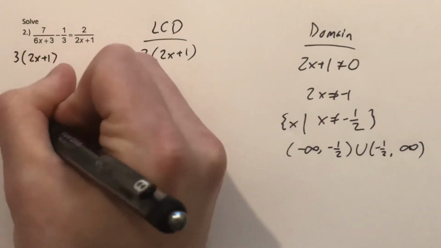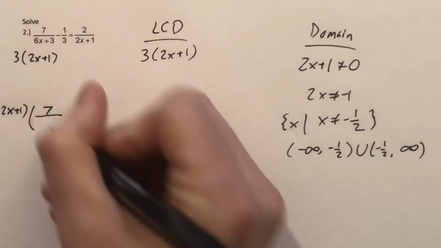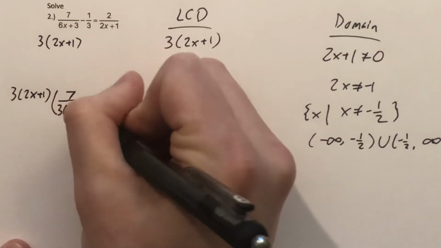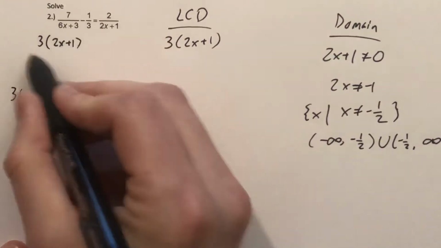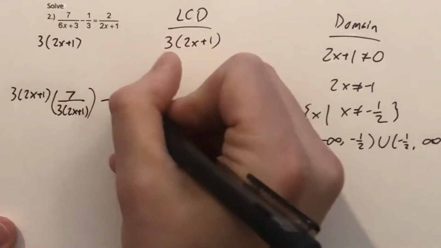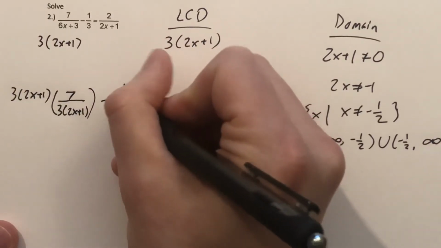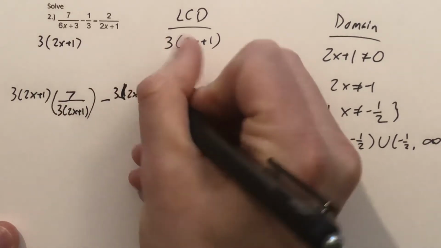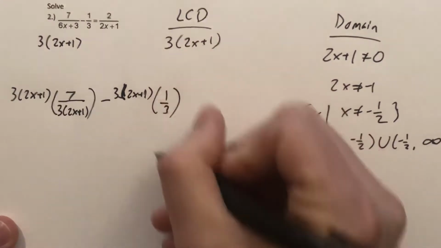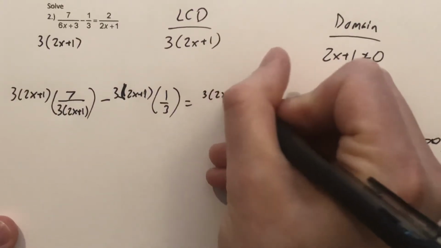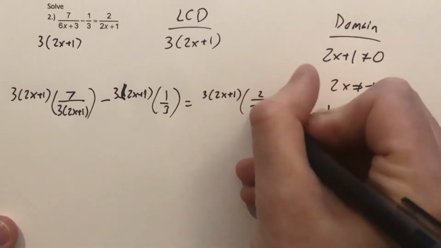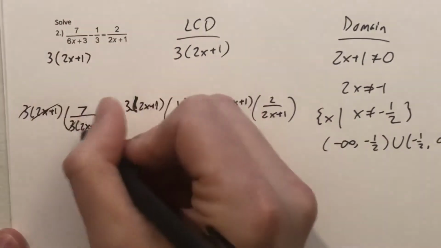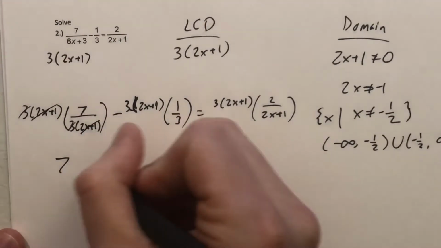So now again, I'm going to take that LCD times every single term. Now this does take some time to write out, but I suggest it because it allows you to see what happens. Also, I want to point out that I'm going to write this denominator in its factored form right there. I'm not going to write 6x plus 3. We factored it for a reason. I'm going to put my multiple first. So 3 and 2x plus 1 times 1/3 equals 3 times 2x plus 1 times 2 over 2x plus 1. And so we get the 3's and 2x plus 1's to cancel, leaving us just 7.